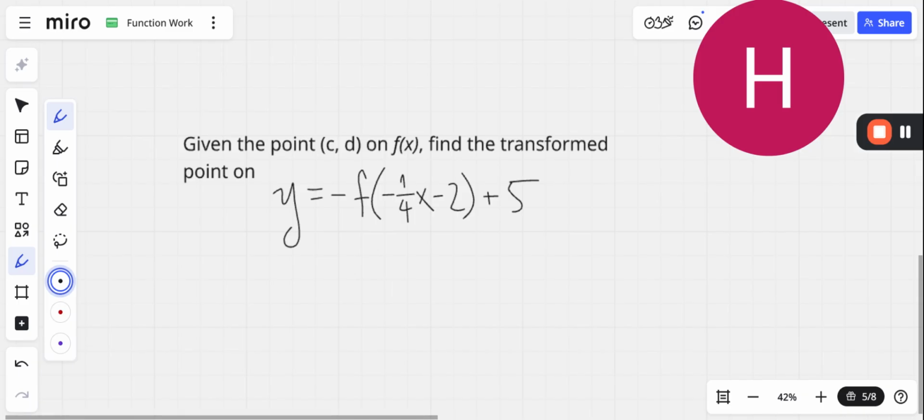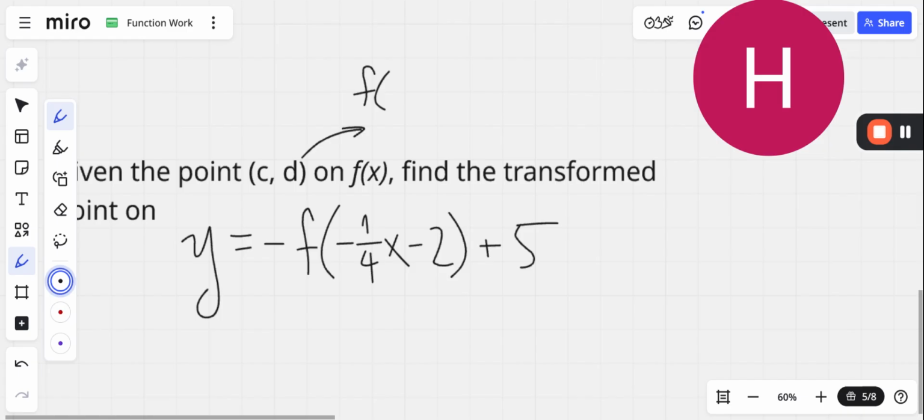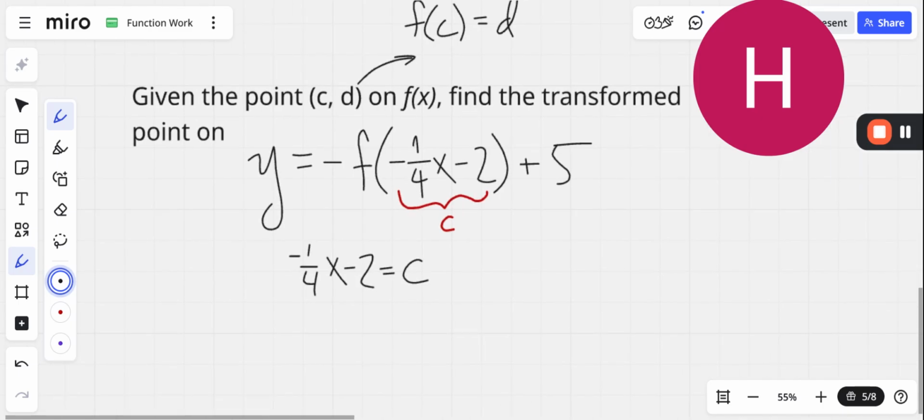So what this means here, the point (c, d) is on f of x. That means that if I plug c into the function, I get a value of d. And in order to find the transformed point, I want this to be equal to c. That way I can use f of c. So let's set that up. It's going to be a little tougher because we have variables. We have two variables. We don't just have a value, a number. Still just solve for x.